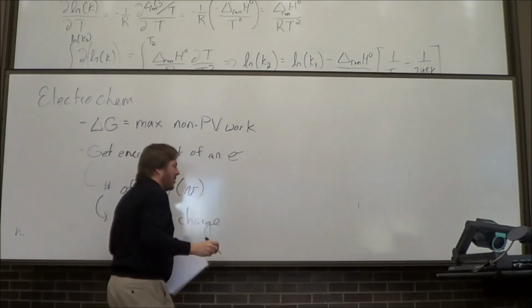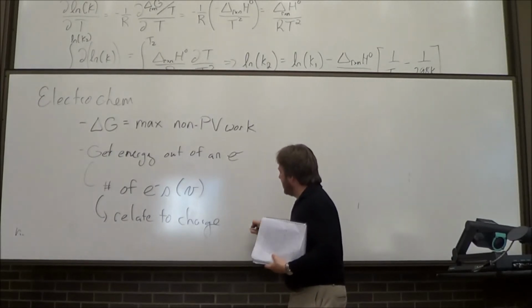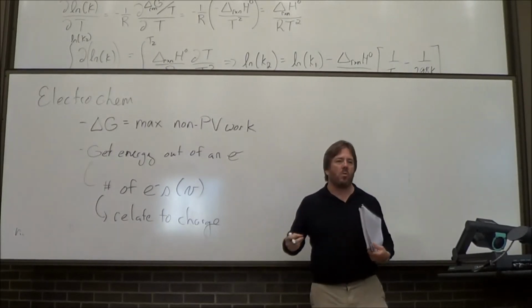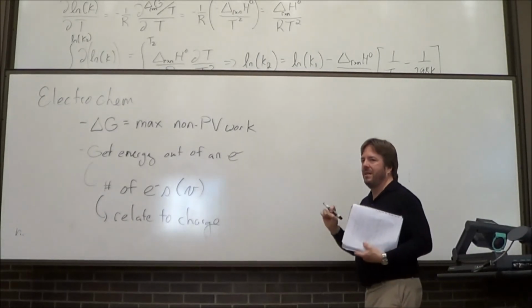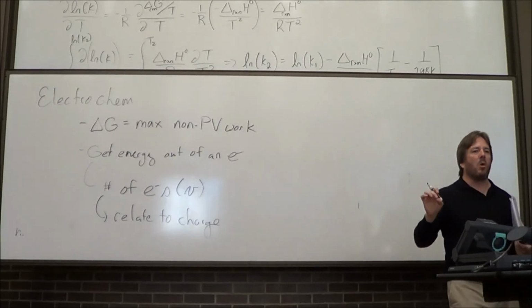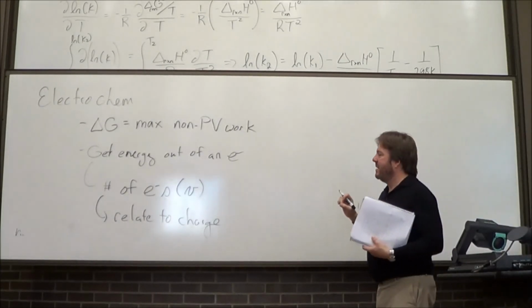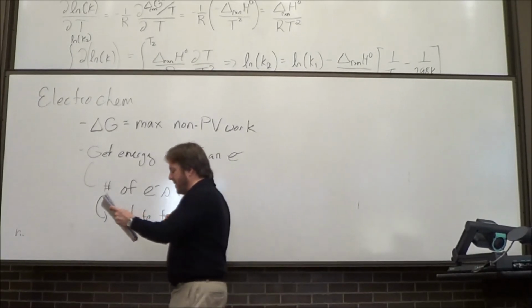And when I was prepping for class, I was almost going to write, in little parentheses, M, like moles. That would be wrong. Charge is in coulombs. That's the SI unit of charge, coulombs. N is moles, which is units of moles. So that would be wrong. I'll show you how to get charge from the number of electrons.